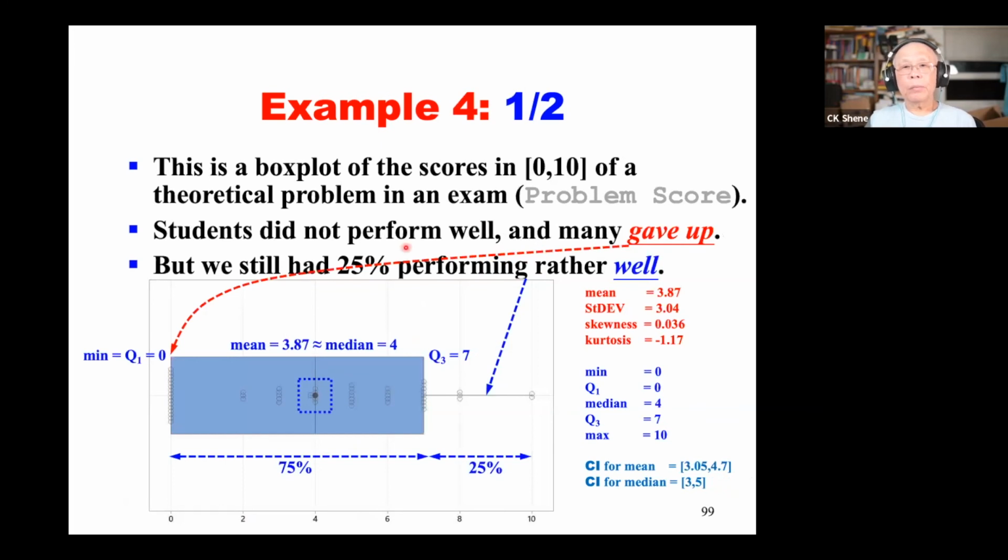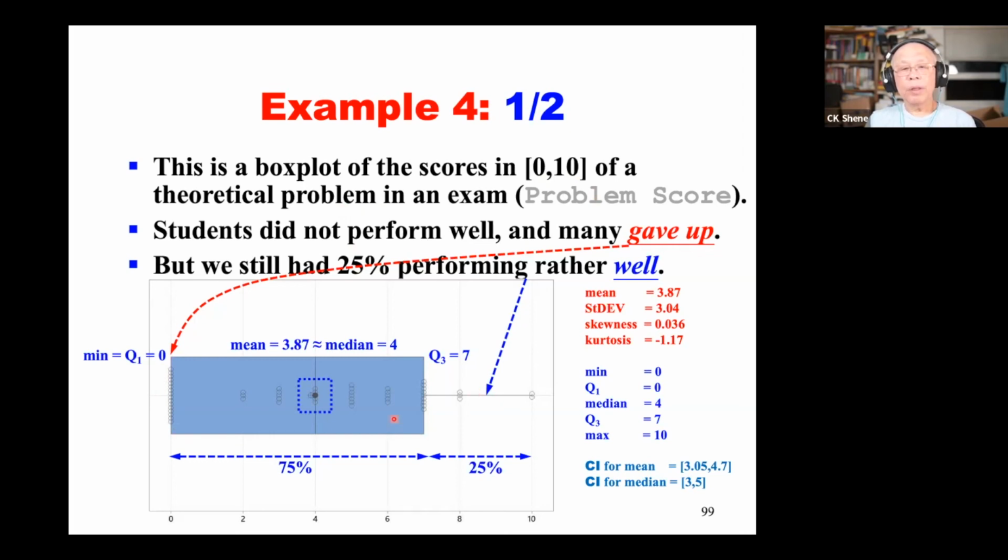Example 4. In an exam, there is a theoretical problem. Well, probably you know that computer science students are not very good at theoretical reasoning. But anyway, there is a theoretical problem in an exam, with the maximum number of points being 10. The data set is here. Students did not perform well, and many gave up. That is, Q1 equals the median equals 0. But still, we had 25% of students perform very well.